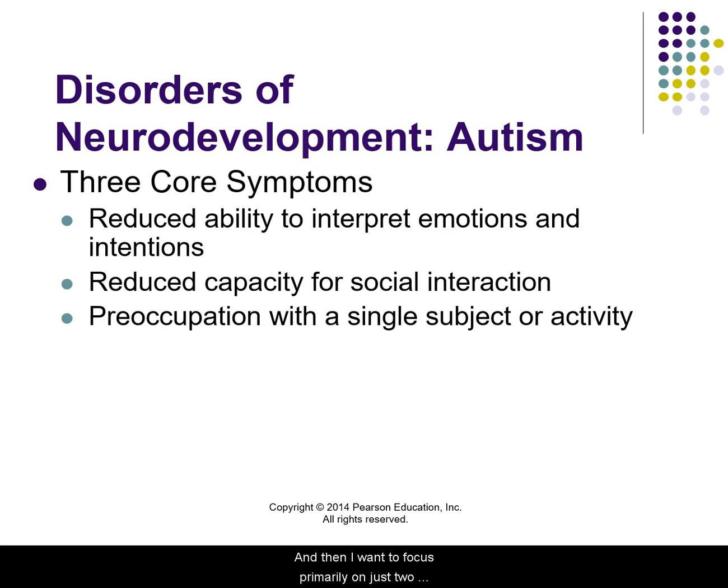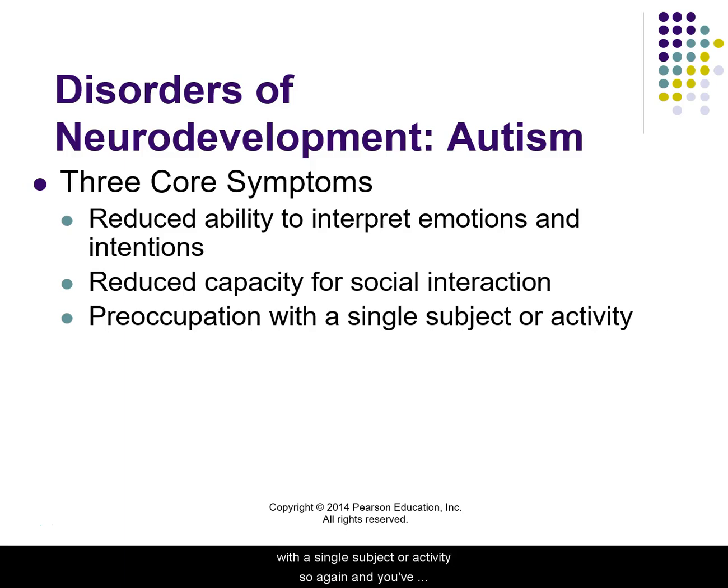Okay, and then I wanted to focus primarily on just two disorders here, because autism is a very, very popular topic right now, and so I wanted to give you some vital information for it, because there's some misconceptions out there. Autism comes with three core symptoms. Number one, reduced ability to interpret emotions and intentions. Okay, these are the individuals that shy away from contact, right? Reduced capacity for social interaction and preoccupation with a single subject or activity.